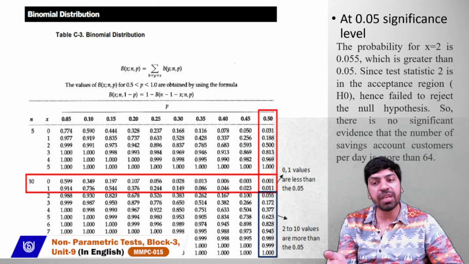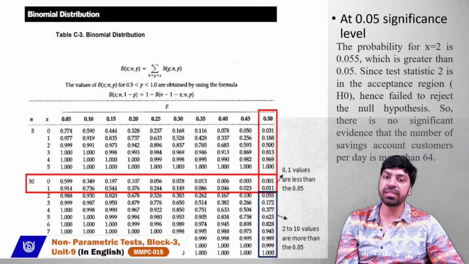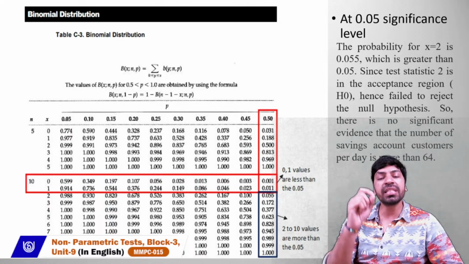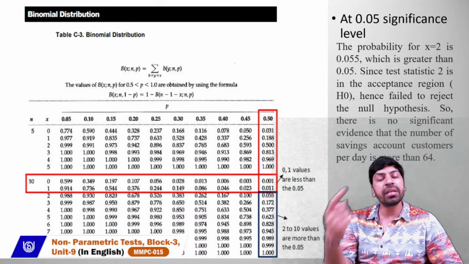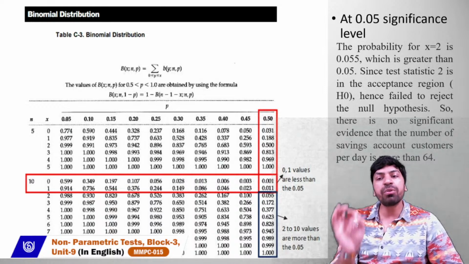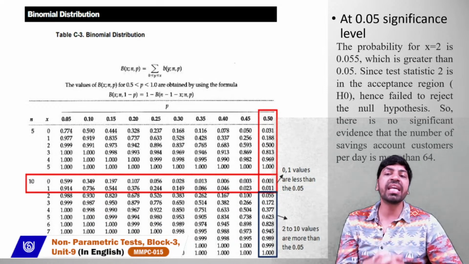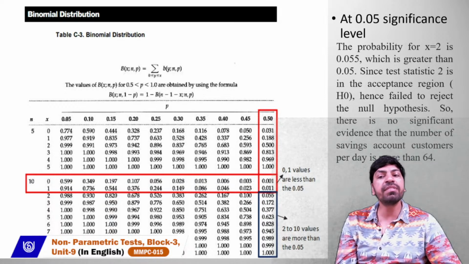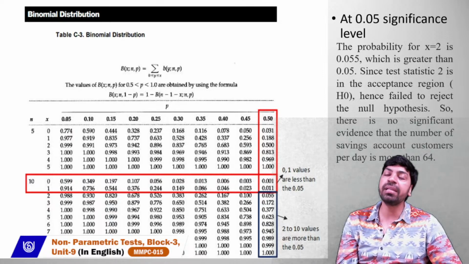Or in other words, we could say we fail to reject the null hypothesis. If any statement says we fail to reject the null hypothesis, or in other words, we accept the null hypothesis, the outcome is that there is no significant evidence that the number of savings account customers per day is more than 64.